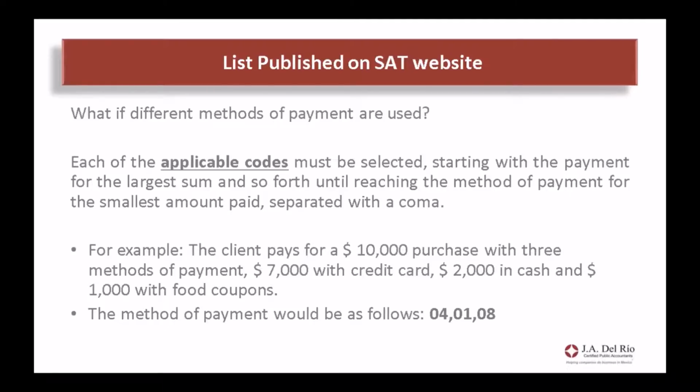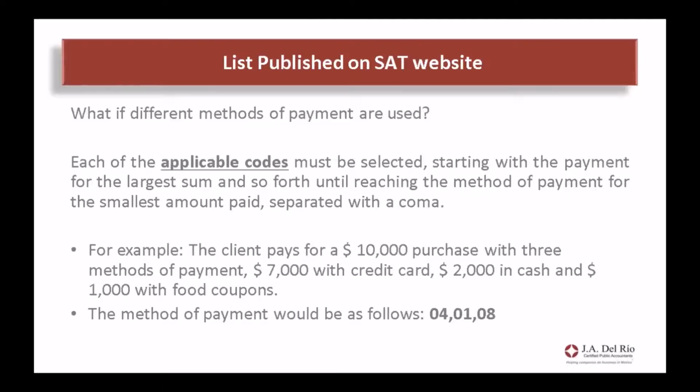It's very likely that some of the transactions can be paid in several forms, such as, for example, part of an invoice can be paid by wire transfer and the remaining part is going to be paid by check. So in this case, we need to select the applicable codes starting with the payment for the largest amount and so on until reaching the method of payment for the smallest amount paid, separated with a comma.